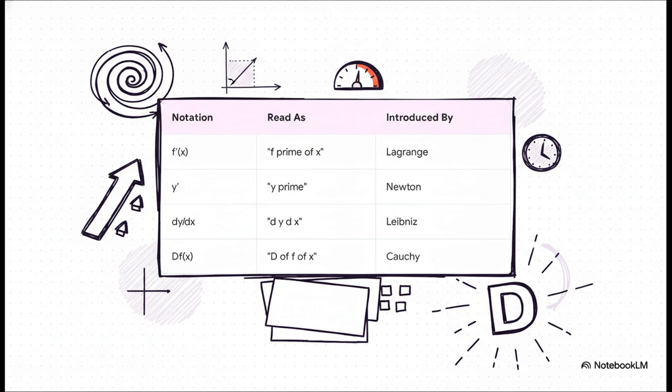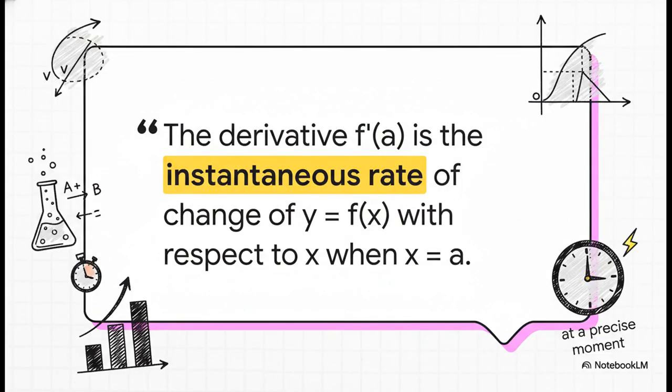Newton liked to use y prime, but this one from Leibniz, dy over dx, this one is super insightful. It really screams a small change in y for a small change in x. But you should know, they all mean the exact same thing, the derivative. And this leads us right into the other big interpretation of the derivative. It's not just about the geometry of a slope. It is the instantaneous rate of change.